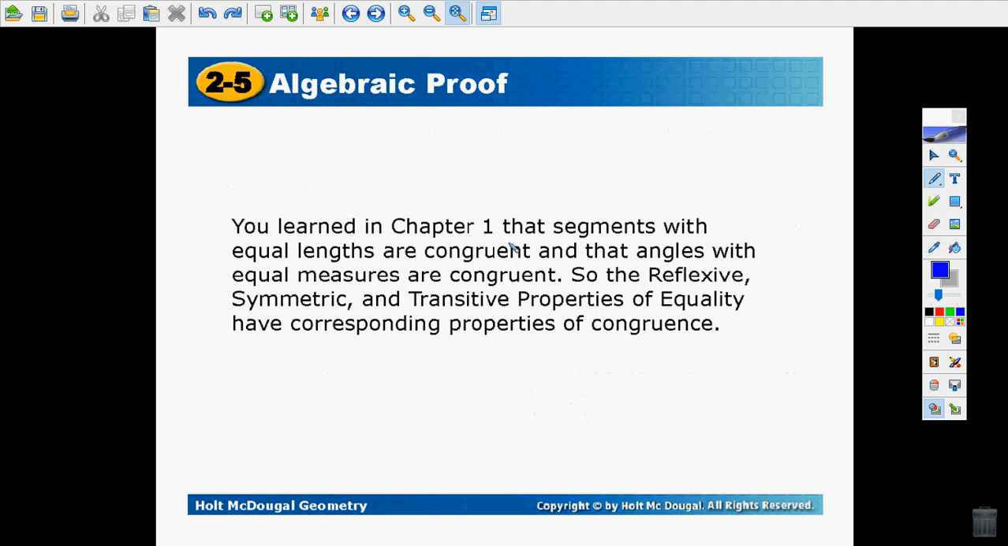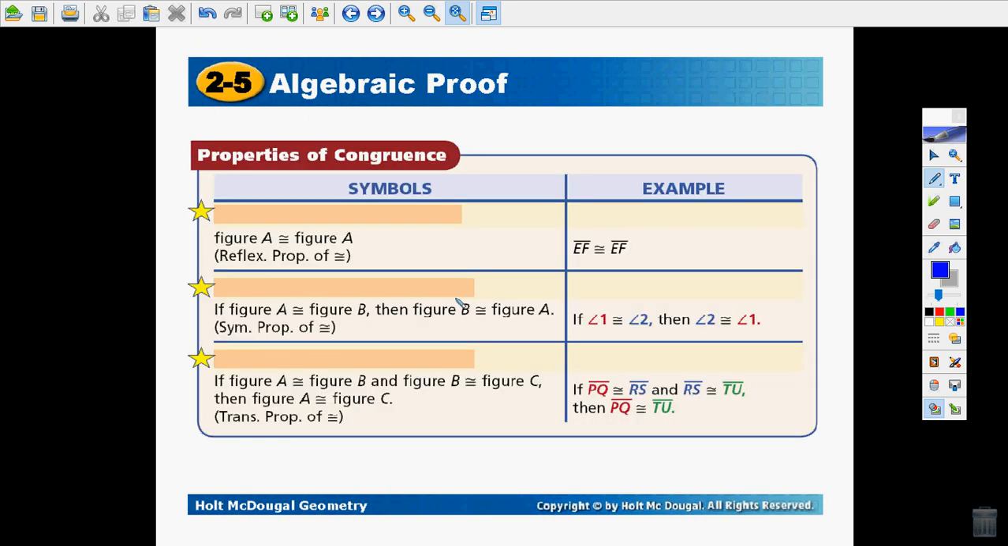Now, in chapter 1, we talked about how segments that have equal lengths are congruent. When their measures are the same, angles are congruent. So equal lengths are congruent and equal measures are congruent. That means the reflexive, symmetric, and transitive properties of equality are also properties of congruence if we're talking about figures. Numbers are equal, figures are congruent. Keep that in mind.